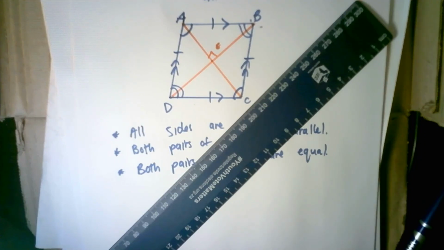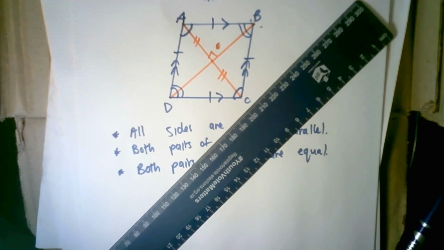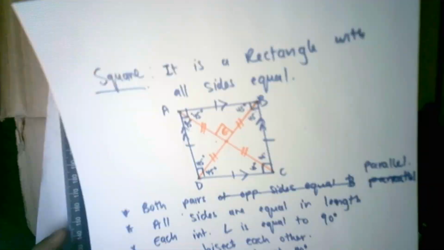So the diagonals, yes, they bisect each other, but unlike the square and the rectangle, the diagonals are not equal in length. I'm not sure if I mentioned that here, so let me just add on to the square.